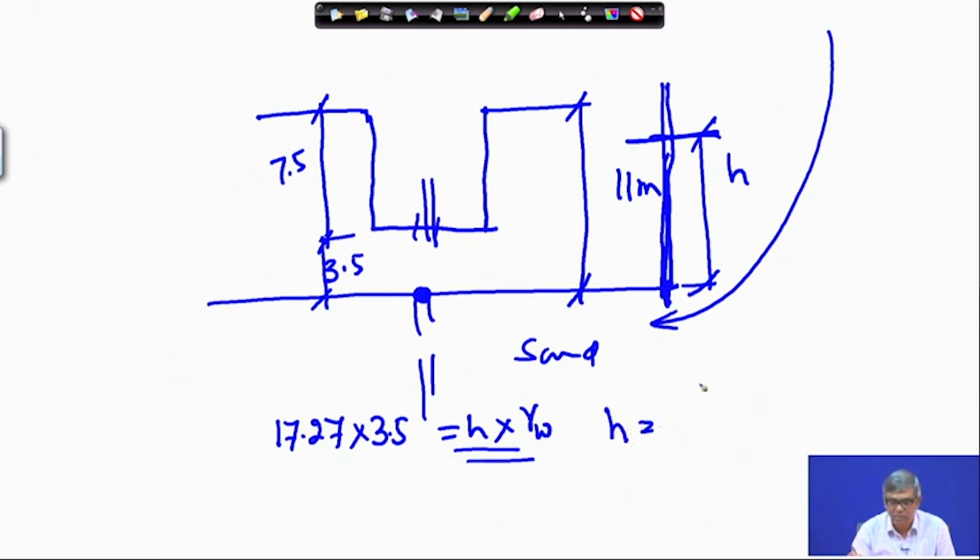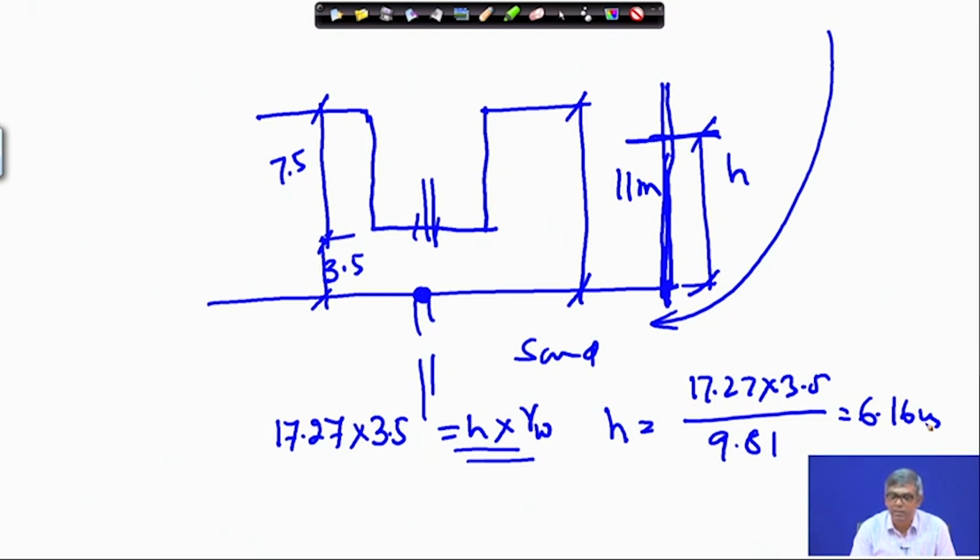So H equals 17.27 into 3.5 divided by 9.81, which is gamma W. So this gives you 6.16 meter. This is a very simple application. Sometimes the soil may be saturated or partially saturated, and then accordingly you have to calculate the unit weight. There can be some types of problems, but this is a very simple problem, just considering the equilibrium at this point.